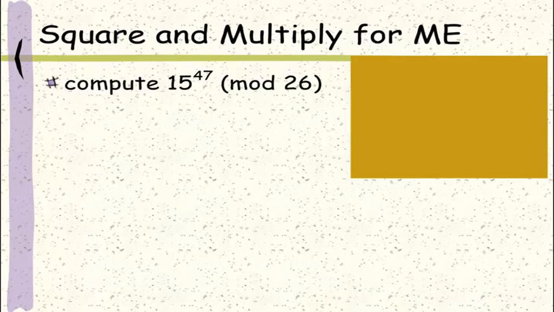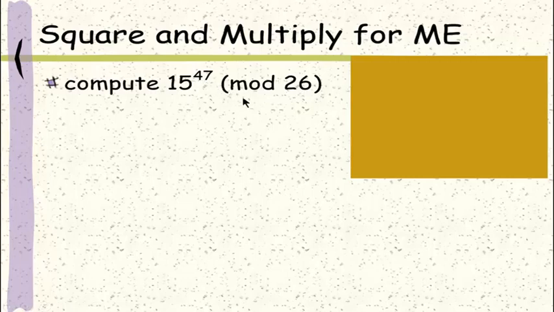Let's first do a quick review of the square and multiply algorithm for modular exponentiation, and then see what the vulnerability is. The example we have here is we want to compute 15 to the power 47 mod 26. The first step is to convert the decimal number 47 to binary.